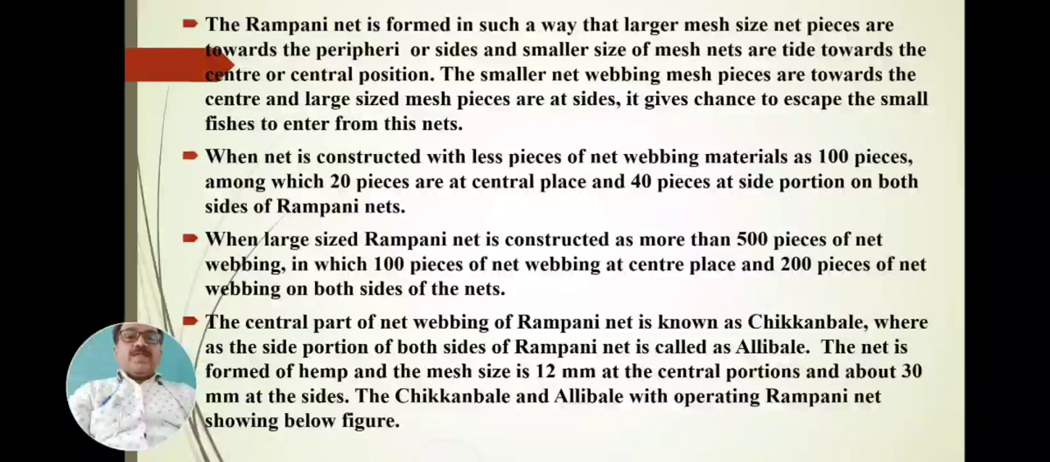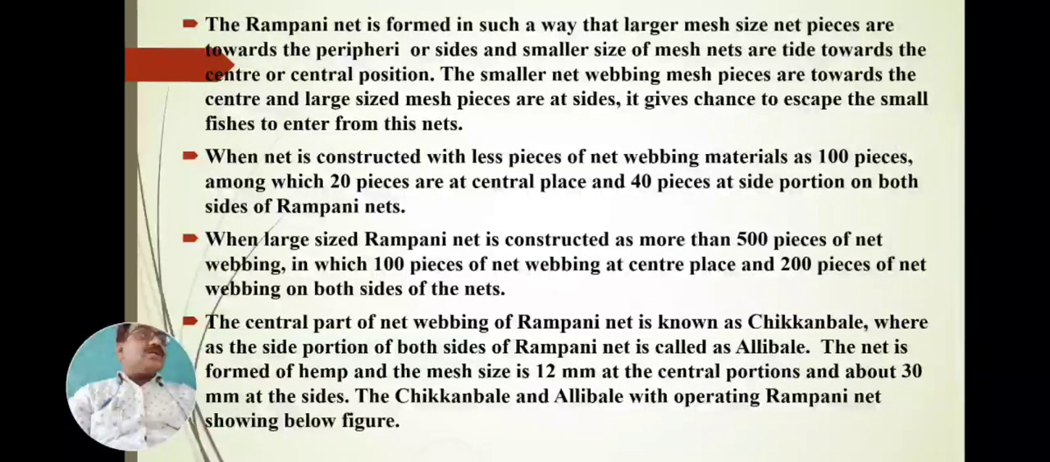When a net is constructed with 100 pieces of rectangular net webbing, 20 pieces are in the central place and the remaining 80 pieces are on the sides, 40 from one side and 40 from another side, means 40 plus 40, 80, and 20 at the center. In the center is the smaller size net webbing, and at the sides the larger size net webbing, which is 20% or 20 pieces at the center and 40 pieces on each side.